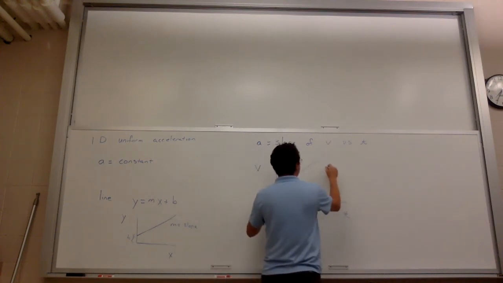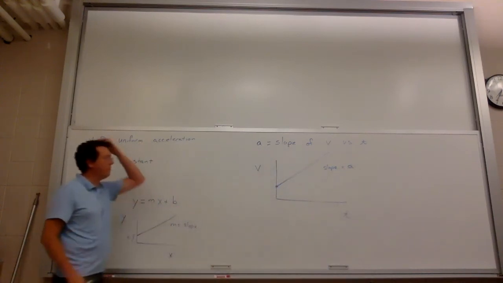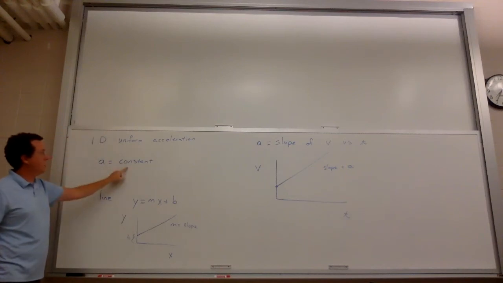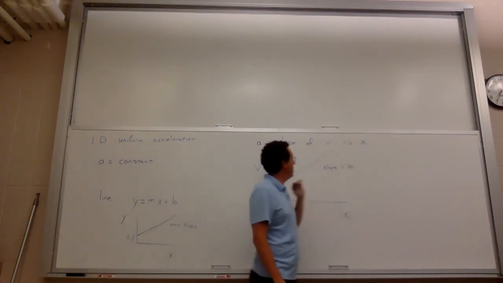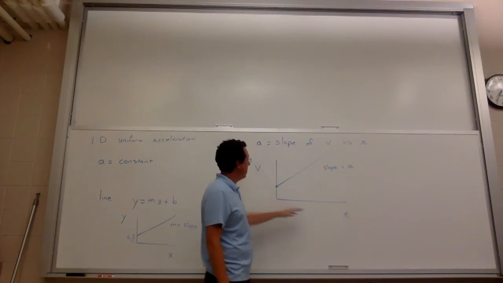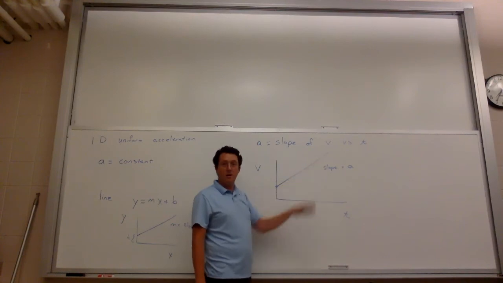The slope is the acceleration. Okay. Uniform acceleration means acceleration is constant, but acceleration is the slope of velocity versus time. Therefore, the velocity versus time graph needs to be a linear graph, like that.